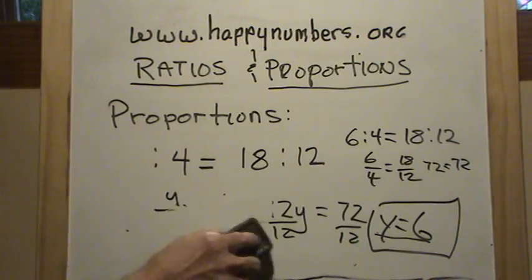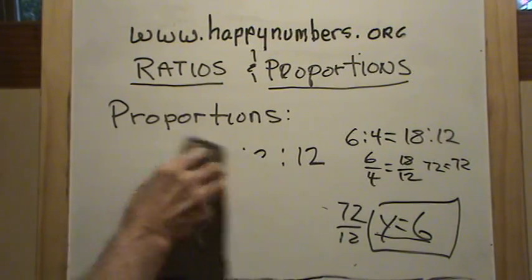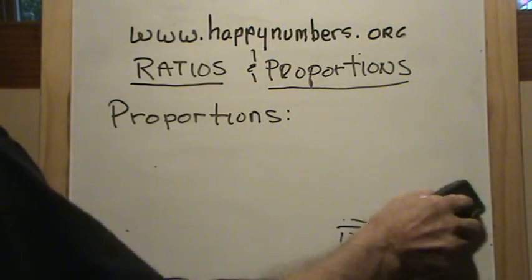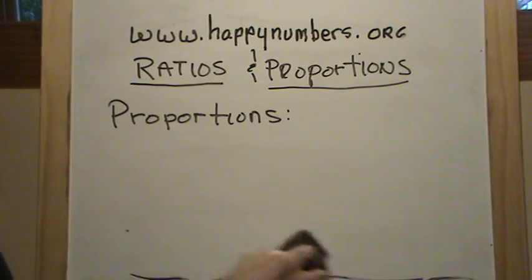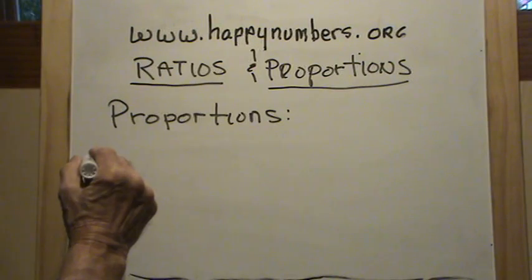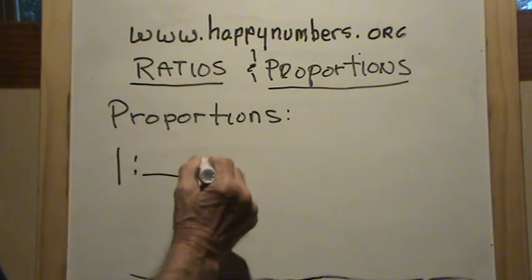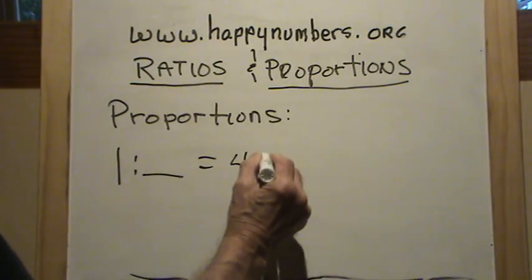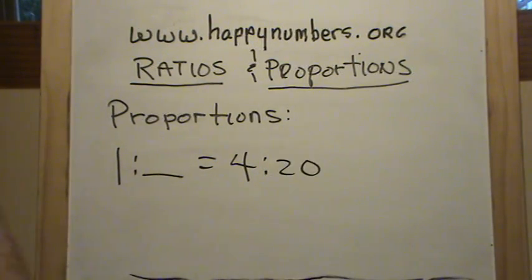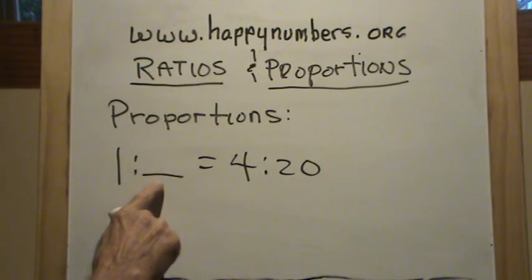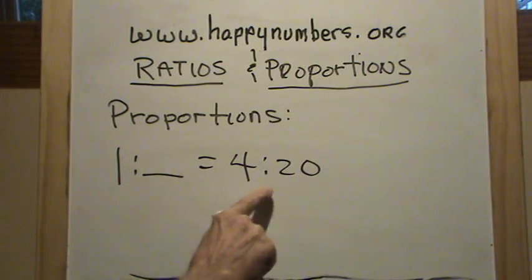Well, let me give you a couple of problems here to solve. Let's try this one. 1 is to some unknown as 4 is to 20. Well, go ahead and put your DVD on pause, and work that problem, and then turn it back on and we'll see how you did.